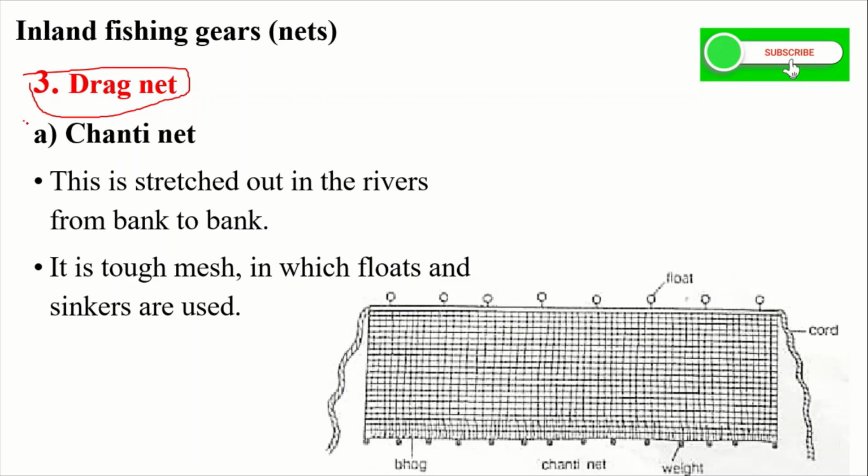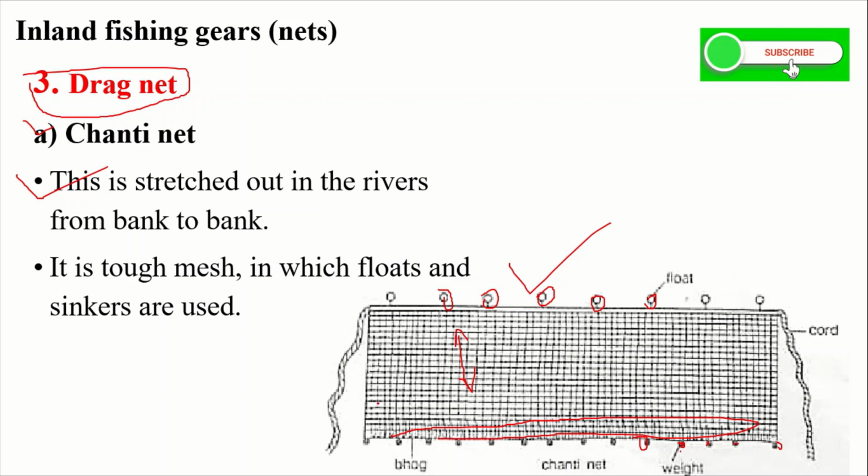In that, the first type is the chanty net. Here is a diagram of this chanty net. This is stretched out in the rivers from bank to bank. The bottom side of this chanty net has weights, stones or some iron attached towards the lower side, and the top side has floaters like thermocol pieces attached. Due to this, the net remains erect in a vertical position, and there is a boat, and in this boat the fishes are collected.